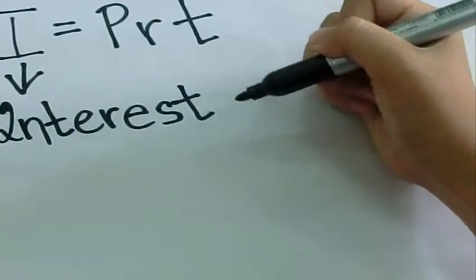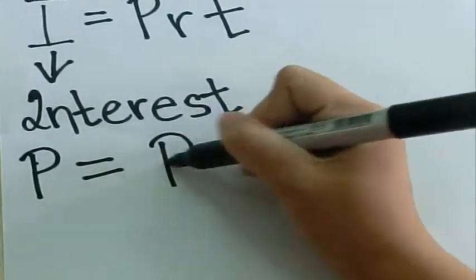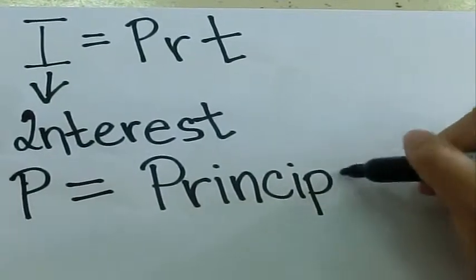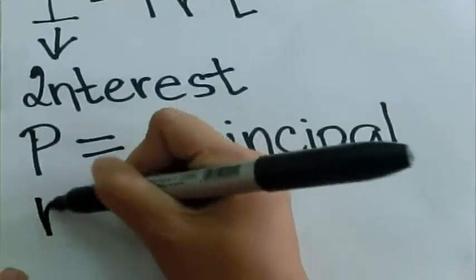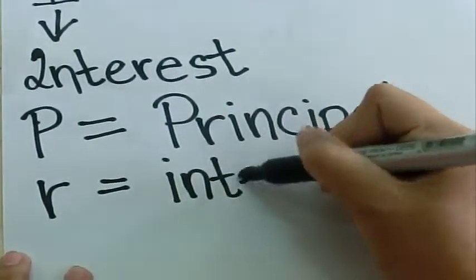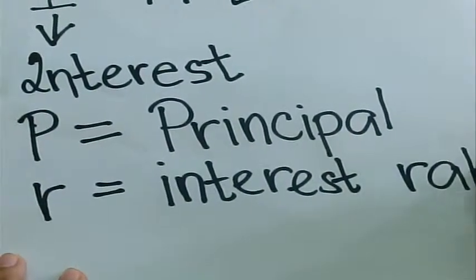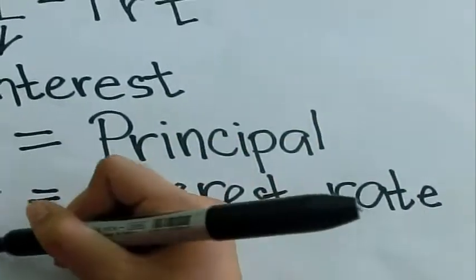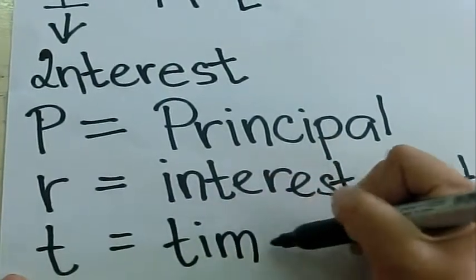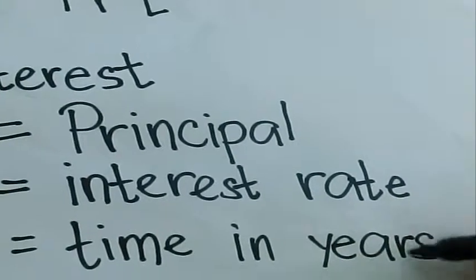That's it. And then P is the principal, and R will be the interest rate, and the T represents the time in years.